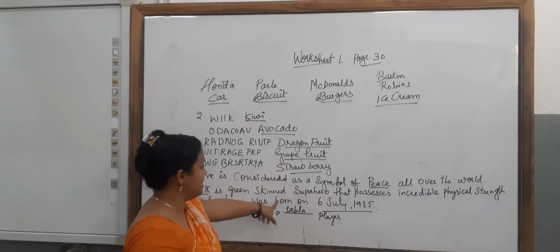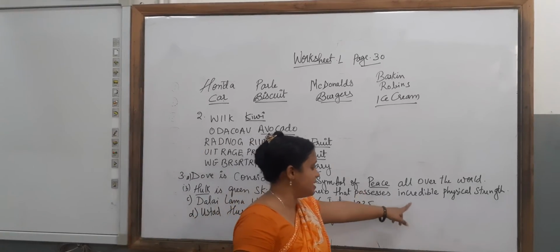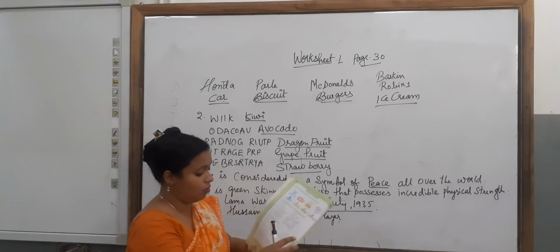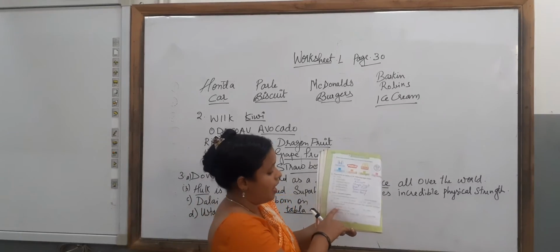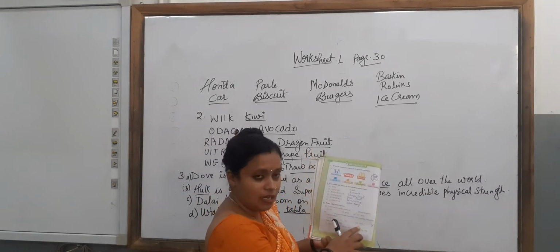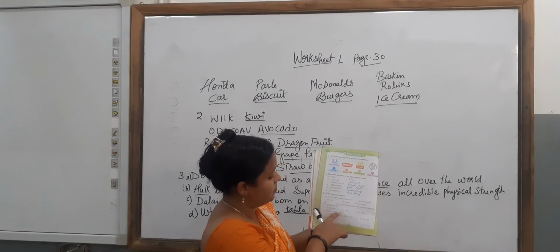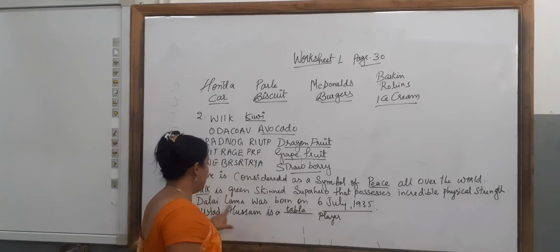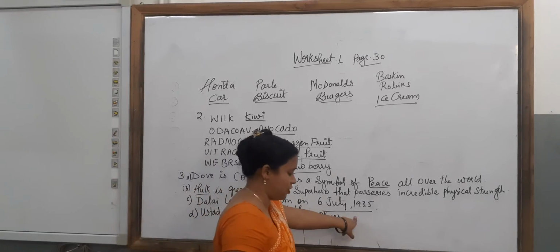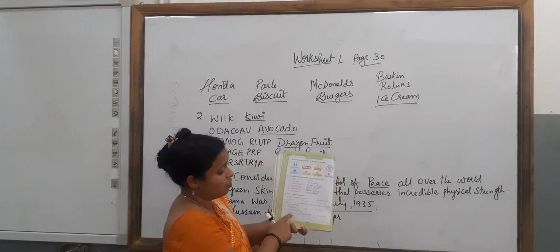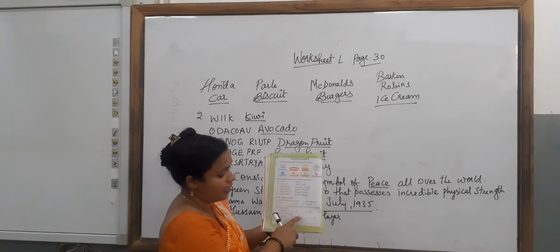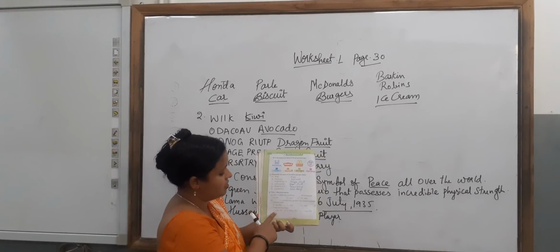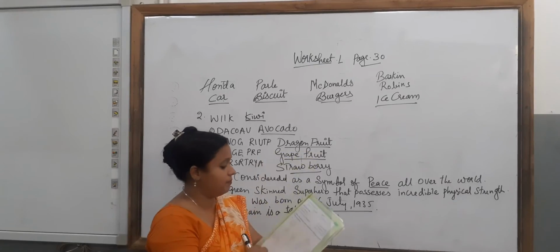Dash is a green-skinned superhero that possesses incredible physical strength. So, Iron Man, Thor, Hulk. So, the answer is Hulk. Hulk has green skin color. Dalai Lama was born on dash. 6 July 1935, 8 July 1920, 6 June 1934. So, the answer is the first one, 6 July 1935.